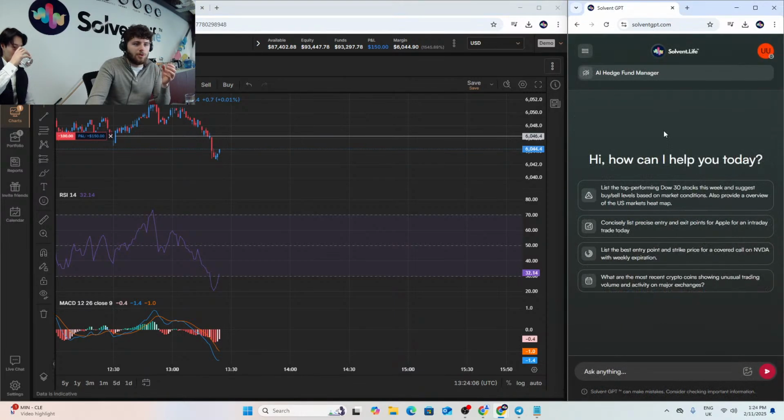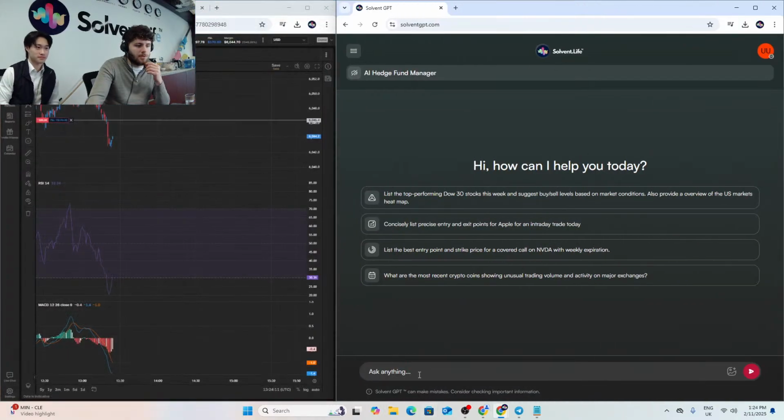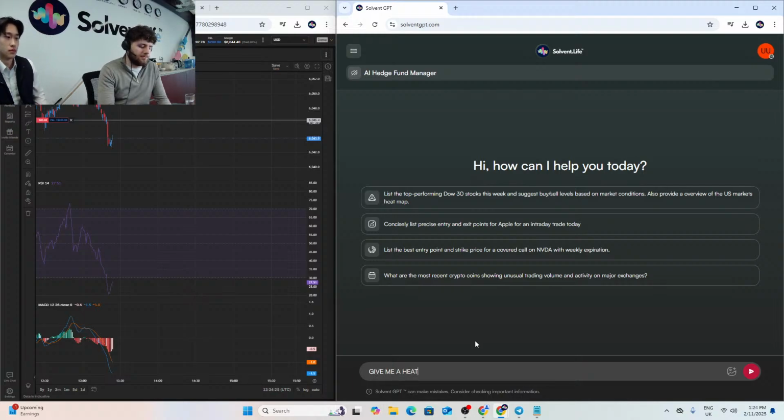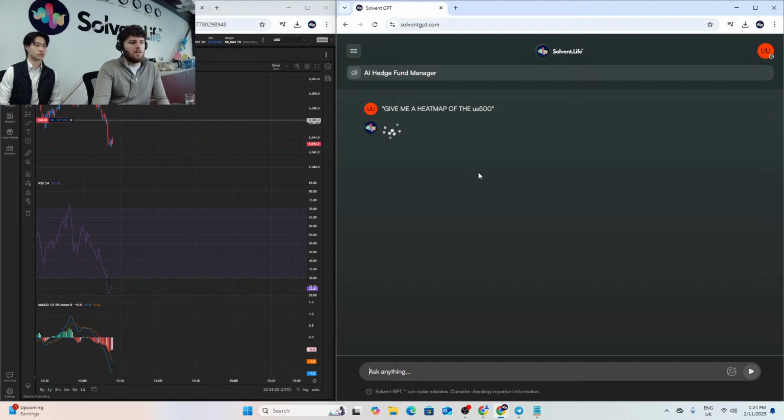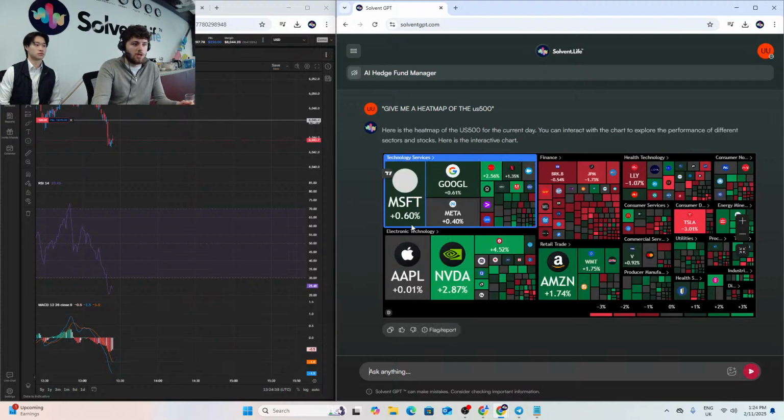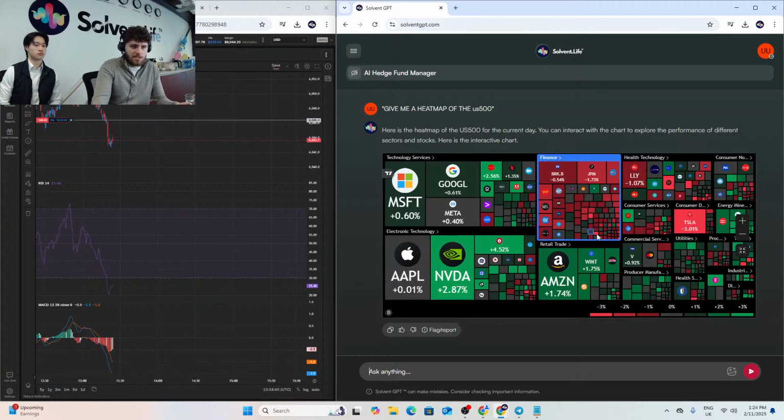So another question that we can ask the GPT is something along the lines of, perhaps we have just woken up in the morning, we're not really sure how the market is performing today. We can say something along the lines of, give me a heat map of the US 500. So what this is going to do is find essentially an up-to-date real-time heat map of every single sector in the US 500.